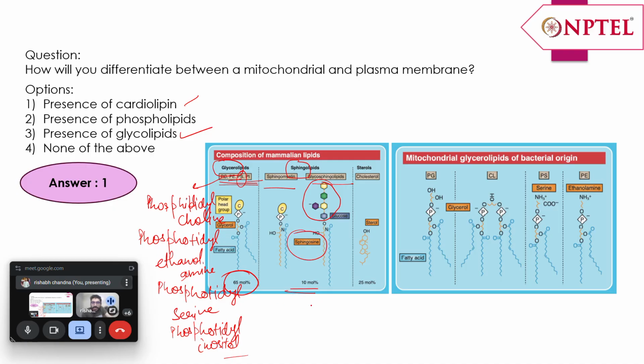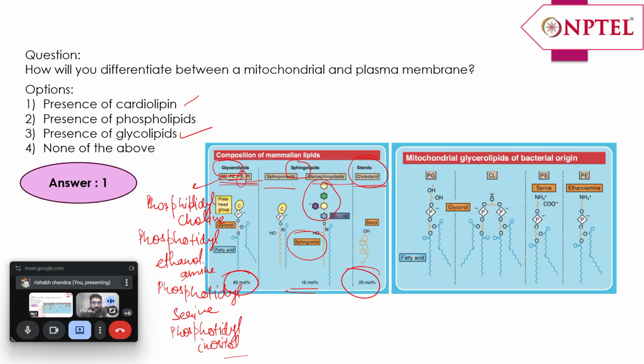In the case of the brain, this amount is increased. Okay, so the brain cell membrane has a high amount of sphingolipids. Then the last category of lipids is sterol. So this is cholesterol that is majorly present in the mammalian cell membrane, and this is 25% of all the lipids. Okay, now we'll move on to the mitochondrial lipids that are present.